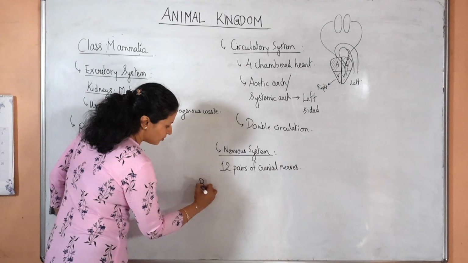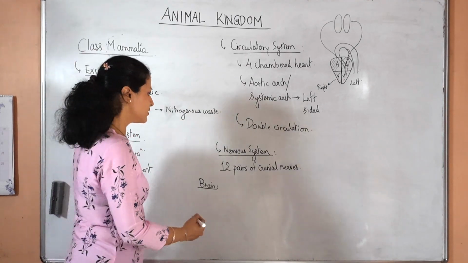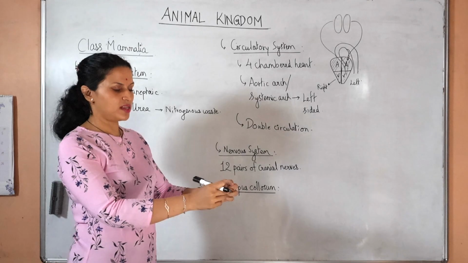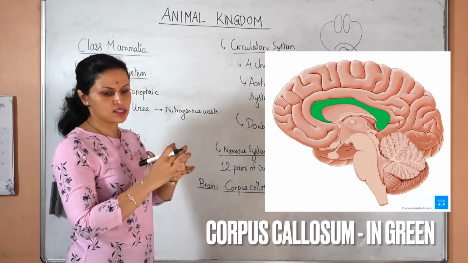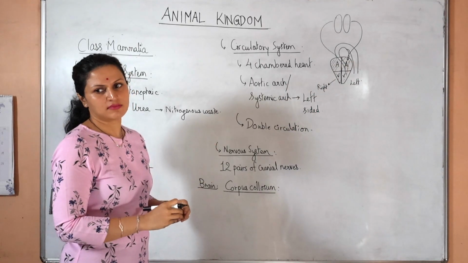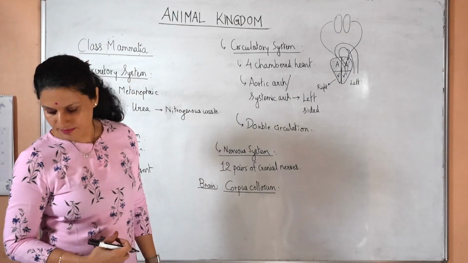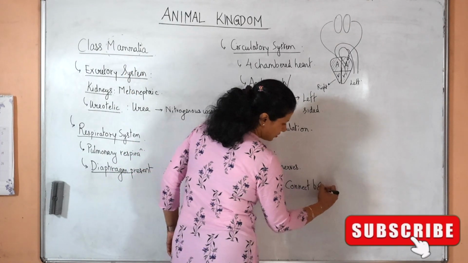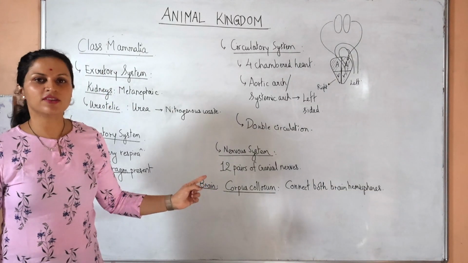In the brain, there are two things about the brain of the mammals that you must know. One is corpus callosum. There is a longitudinal band of nerves, just below the two hemispheres of the brain, which is known to connect both the hemispheres together at a point. This band of longitudinal nerves is called corpus callosum. Its function is to connect both brain hemispheres. It is an exclusive mammalian feature.